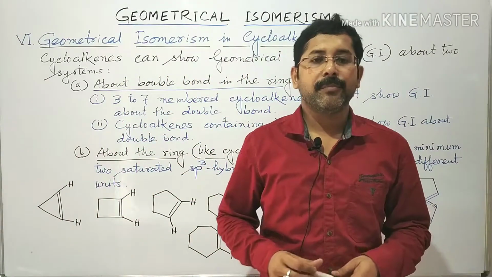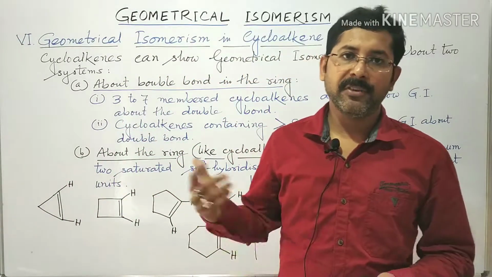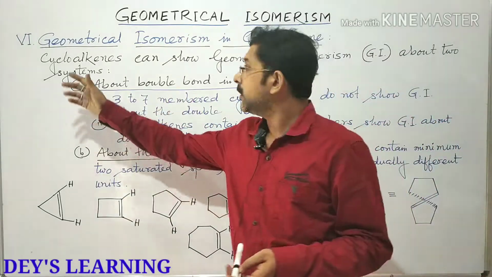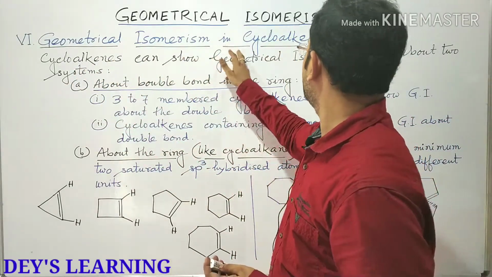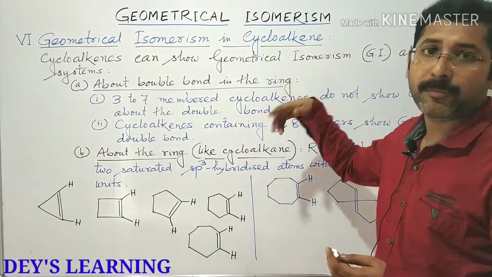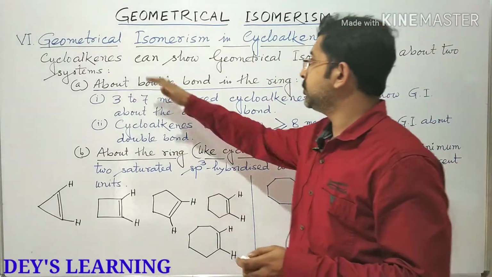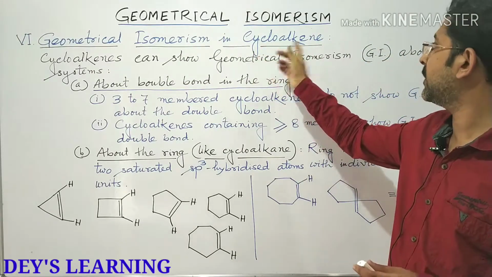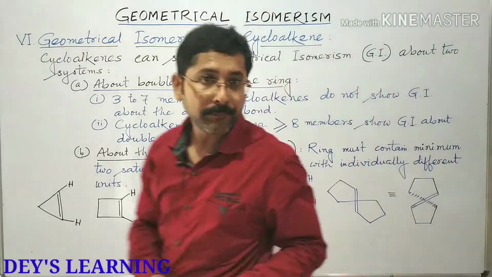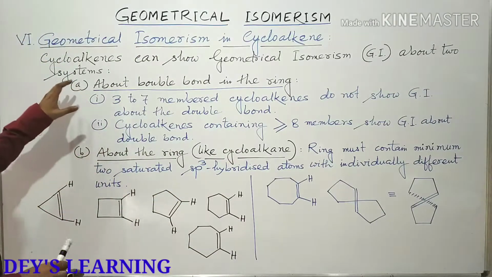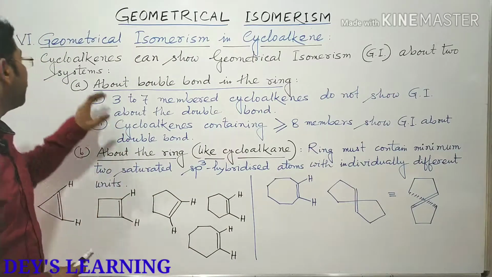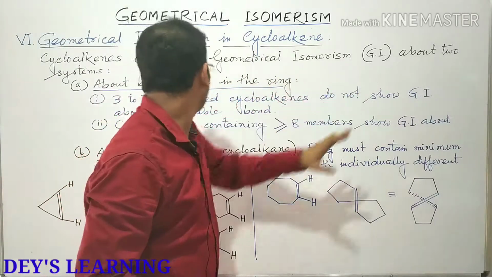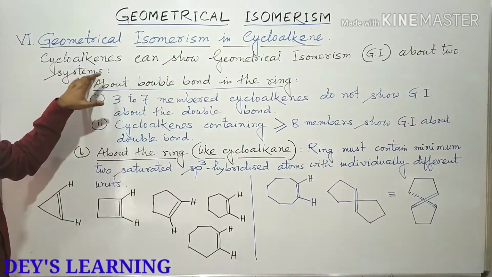Hello students, we are continuing geometrical isomerism. Now this is your part 3, geometrical isomerism in cycloalkenes. In the previous lesson we learned geometrical isomerism in alkenes. Now it is cycloalkene. It has different conditions. Cycloalkenes can show geometrical isomerism about two systems.